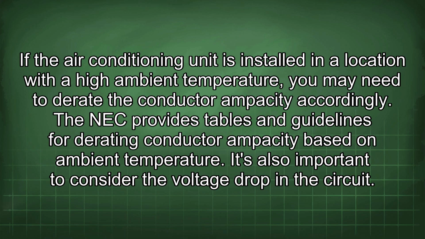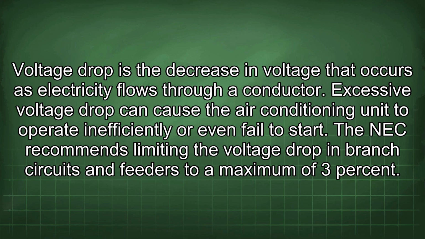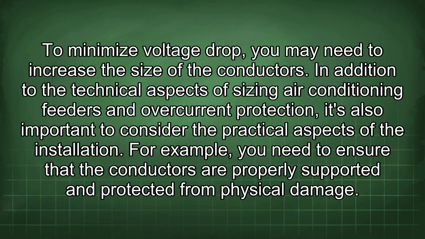It's also important to consider the voltage drop in the circuit. Voltage drop is the decrease in voltage that occurs as electricity flows through a conductor. Excessive voltage drop can cause the air conditioning unit to operate inefficiently or even fail to start. The NEC recommends limiting the voltage drop in branch circuits and feeders to a maximum of 3%. To minimize voltage drop, you may need to increase the size of the conductors.